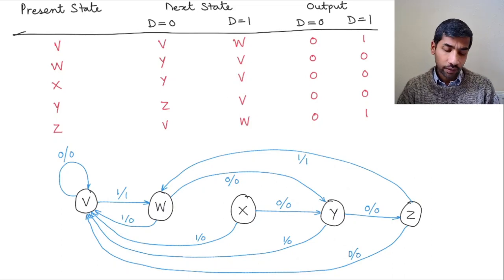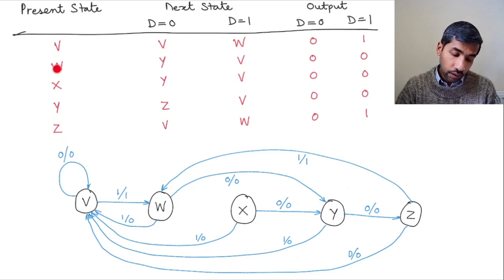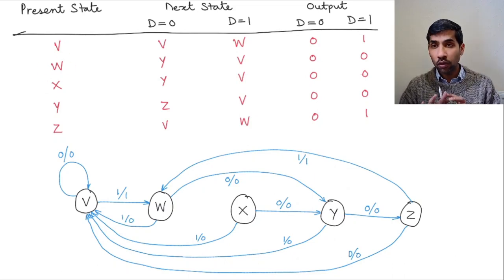Now, why am I saying that? Take a look at this. Compare, for example, the states W and X. What do you see? If you have a zero input, from W you go to Y, and from W you go to V. Similarly, in X also you have the same Y, V, and the outputs are also the same. So in one sense, the states W and X don't seem to be two different states, right? They are exactly the same.